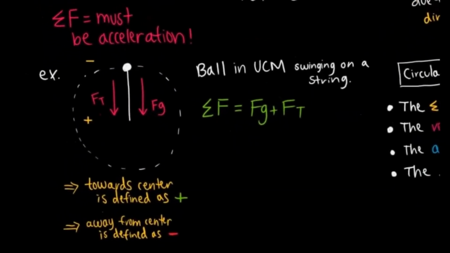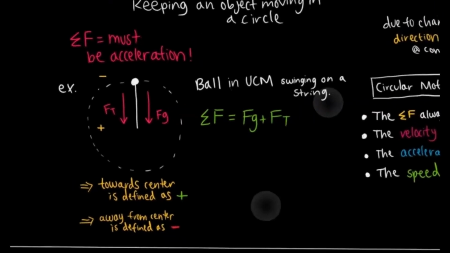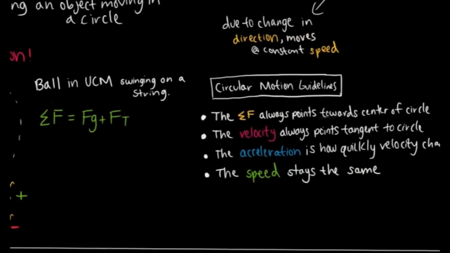We have a ball in uniform circular motion, and basically what you're doing is you're just swinging it on a string vertically, right? And then when it's at this moment, we've captured it. The net force on it is going to be Fg, the force of gravity pointing straight down towards Earth, and then the force of tension also pointing straight down because the ball is at its apex right now. So we define the center of the circle as positive and away from the center or outside of the circle as negative. So in this case, the net force would be Fg plus Ft. And what you'll find is that your net force will always be the greater value because that is the direction in which the acceleration will point.